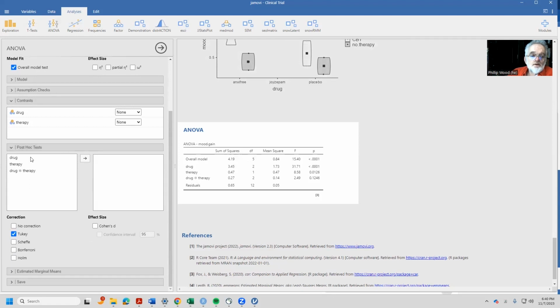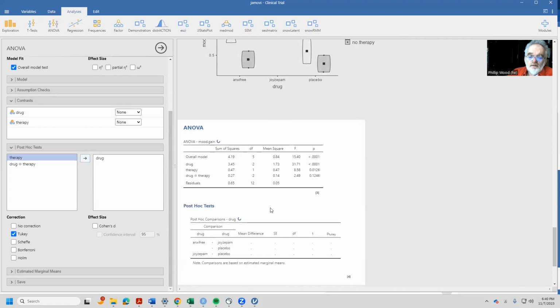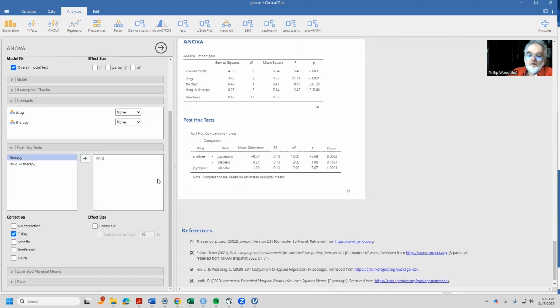Just as before, I can come downstairs and do post-hoc tests. I can ask myself, is there a drug main effect? And yes, indeed there is. So this model pairs anxiety-free with Joyzepam. That p-value is really significant. Anxiety-free with placebo, not statistically significant. Joyzepam with placebo, again, highly significant.